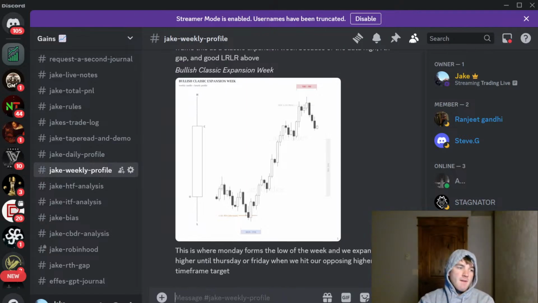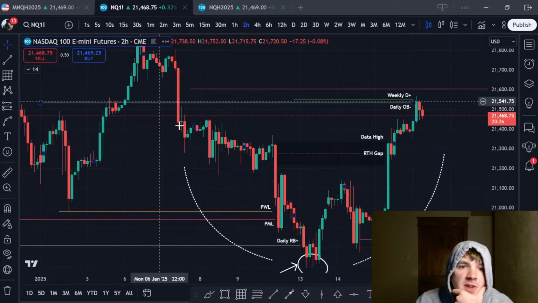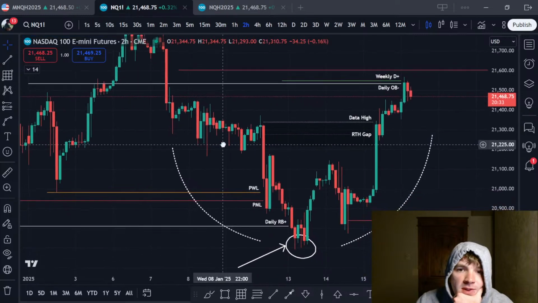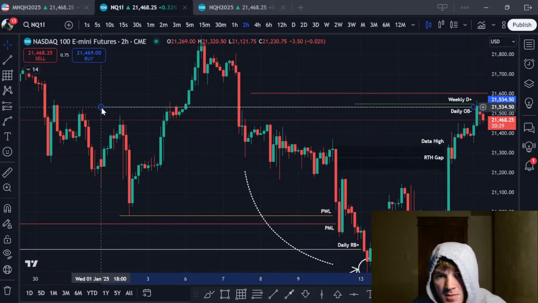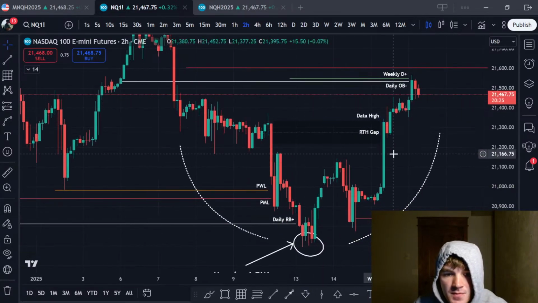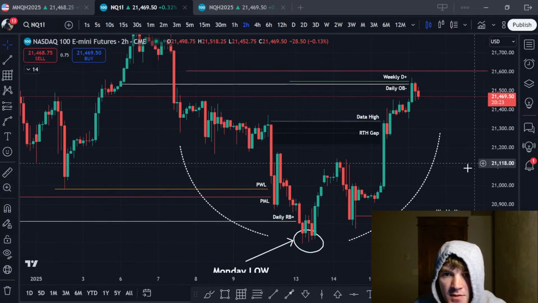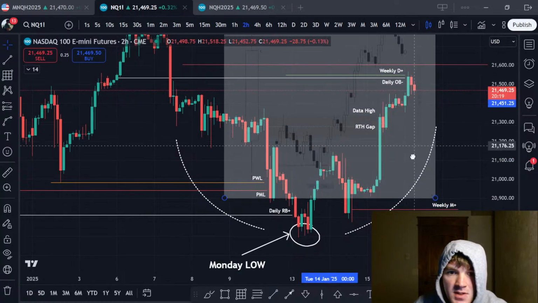So the thing about this is, I feel like we already kind of hit our target for the week, because I would think that it was just this daily order block. So I don't know if today is going to be bullish or bearish. We're just going to figure this out in just a second.